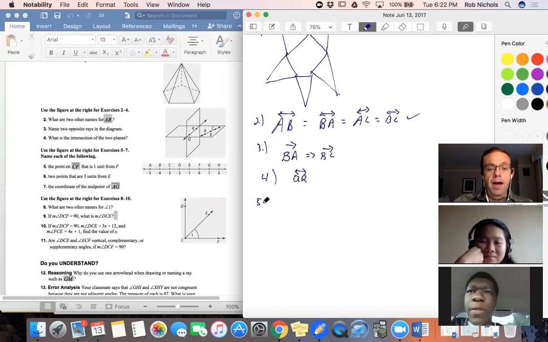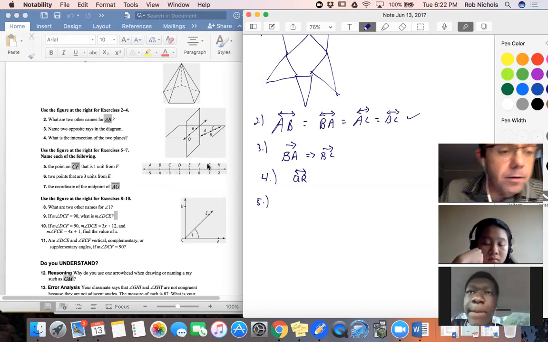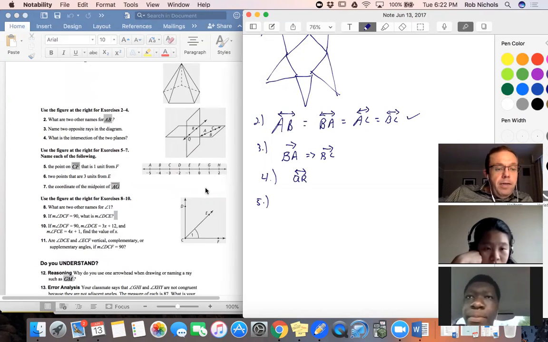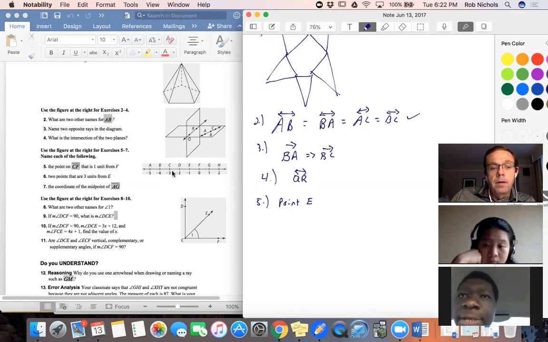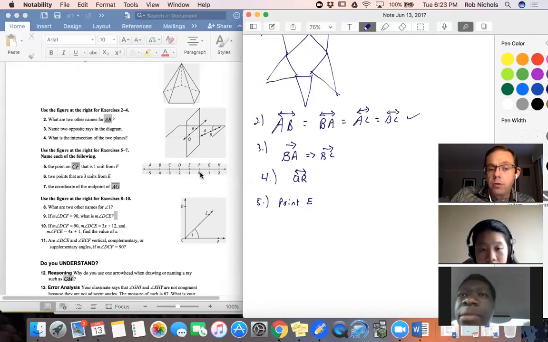All right, number 5. So here's the new figure. We're going to name the point on CF that is 1 unit from F. So what's a point on CF that is 1 unit from F? E. That is E. Do we see that, Ratara? Yes, sir. Okay, so it's the line segment CF, so we're only talking about that cutoff point. So we can't talk about G. Even though G is also 1 unit from F, we've cut it, so it's not there anymore.